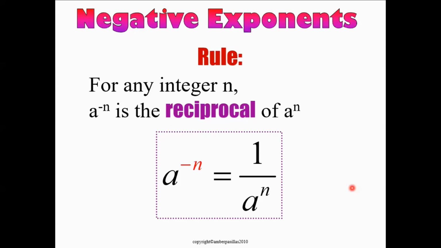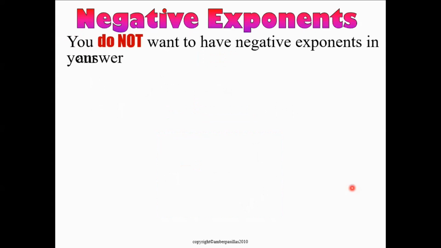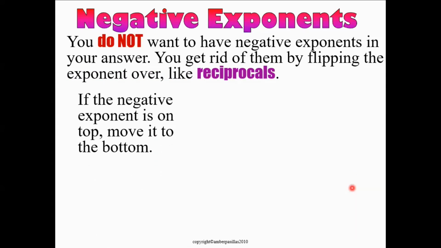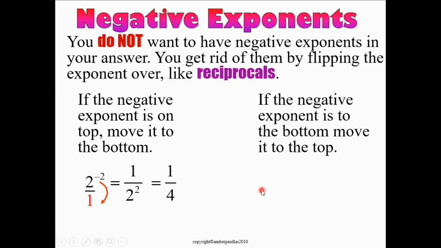So now let's look at some examples. Once again, we do not want to have negative exponents in our answer. So we get rid of the negative exponents by flipping the exponent over like reciprocals. If the negative exponent is on the top, we move it to the bottom. And we know that if we write anything over 1, it's still the same thing as a whole number. So this would be a simplified version. If the negative exponent is on the bottom, you move it to the top. You still do the reciprocal, meaning flip this fraction, and it will now go to the top, and your negative will become a positive.